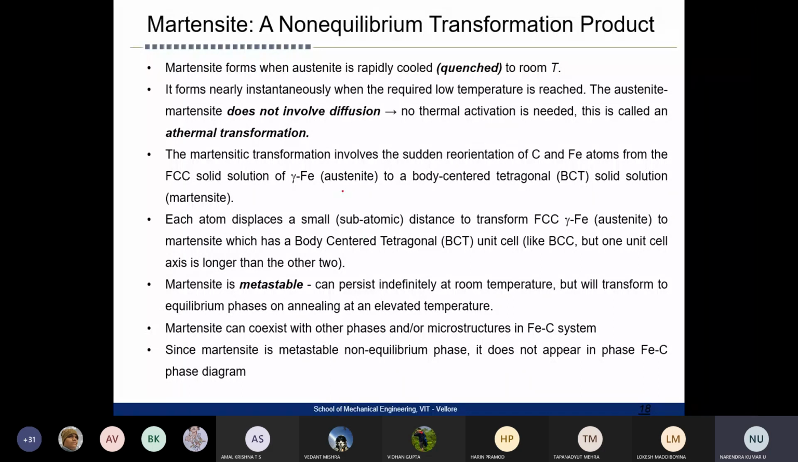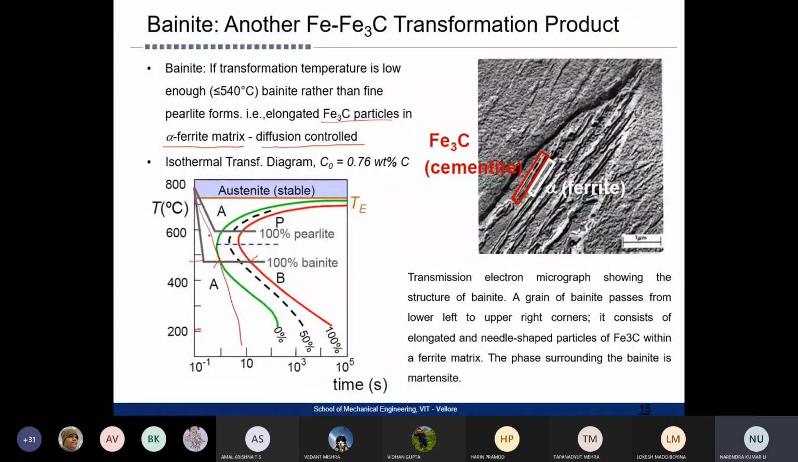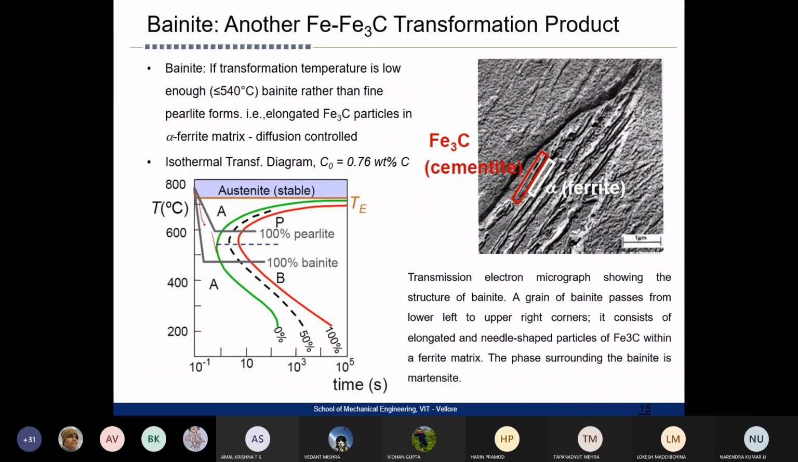So next comes the martensite transformation. We already saw that if you quench very fast, and if this is the critical cooling rate, which is just passing the nose, anywhere if you go faster than this cooling rate, you end up in martensite.